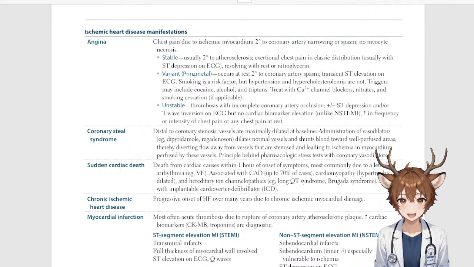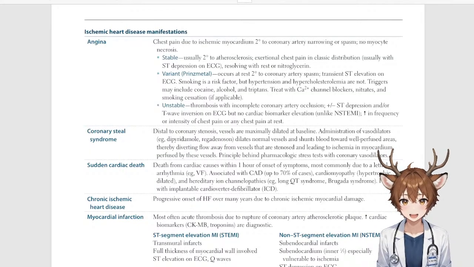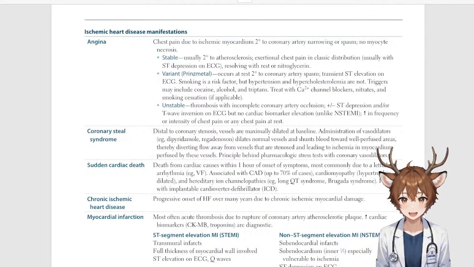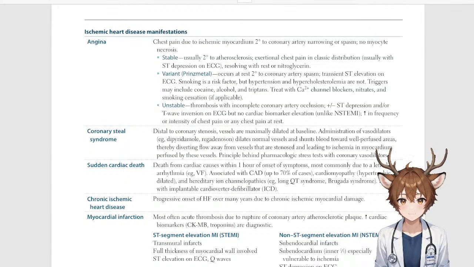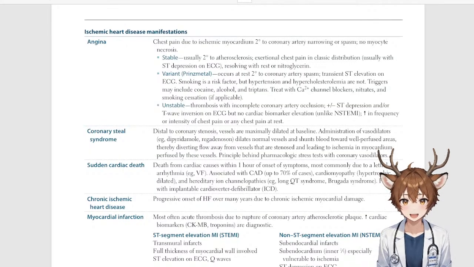So when you're taking blood pressure, for example, and you see there's this gap between the left arm and the right arm, maybe you think about something like subclavian steal syndrome.